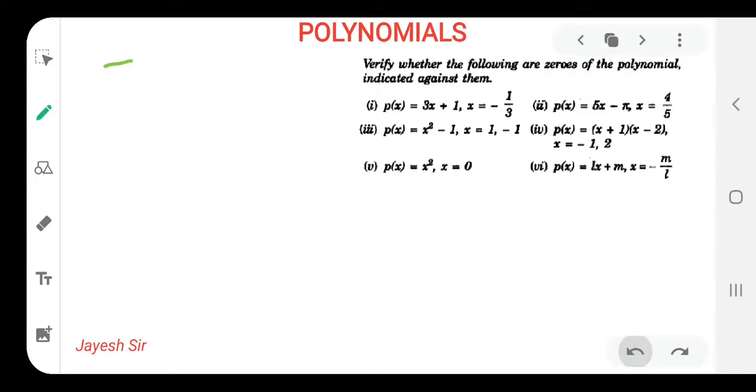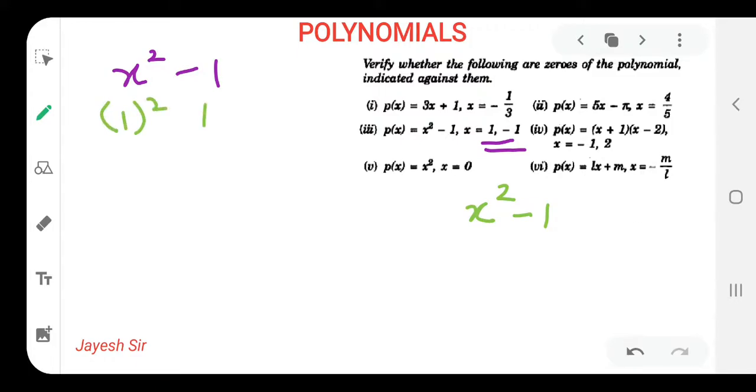Now in the third sum, what is given? The equation is x square minus 1. In that, two values of x are given, friends, 1 and minus 1. So one by one we have to put the values and find which of the following values gives us the zero of the polynomial. Second time I am writing over here because we need to find twice and put the value of x, 1 and minus 1. Here I am putting the value as 1, so 1 square minus 1.